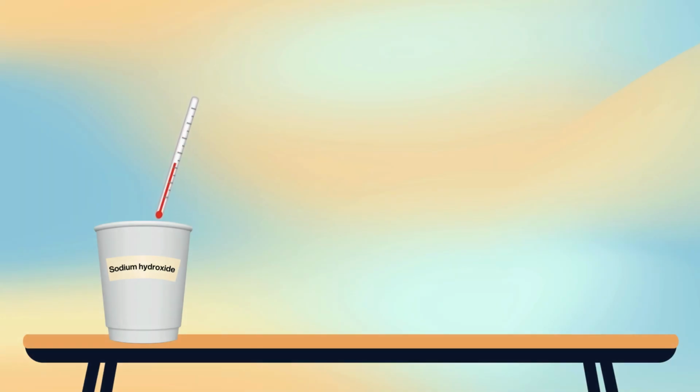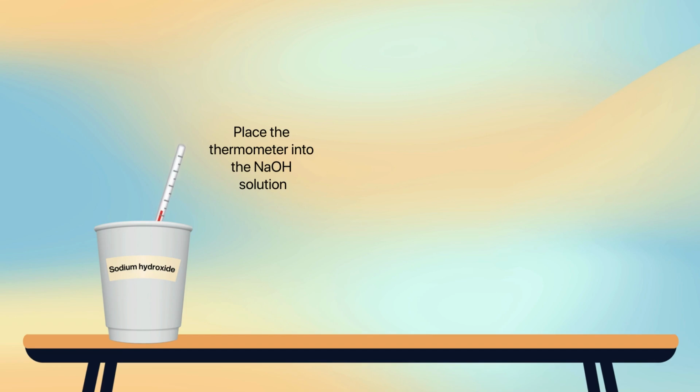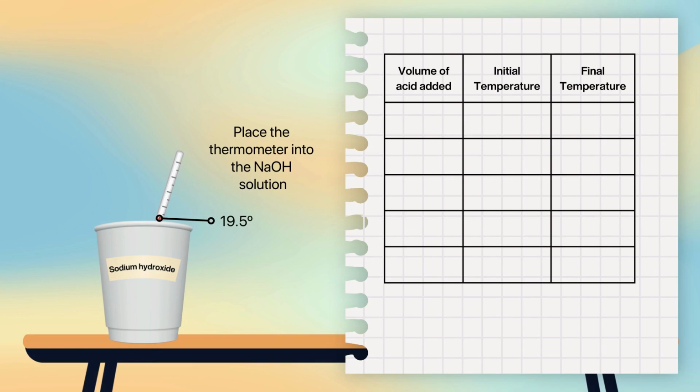As we're investigating a temperature change, we need to start by recording the initial temperature by placing the thermometer or temperature probe into the NaOH solution. Now read the initial temperature from it. Let's add this to a table where we will record our results. For this first experiment, we will be adding 5 centimeters cubed of hydrochloric acid, so add that to the first column. Then record the initial temperature before the acid is added, which is currently 19.5 degrees. Great, now for the next step.